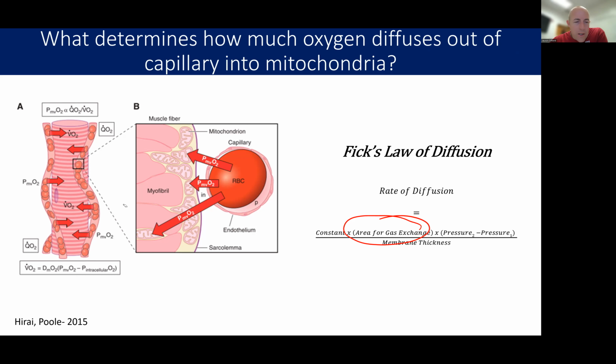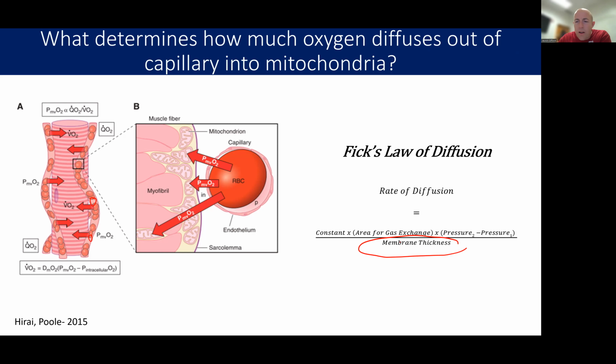It's not just the interface between the capillary and the skeletal muscle, but the main influence is how densely the capillary is filled with red blood cells. And the more red blood cells you can send into that capillary, that's going to maximize your area for gas exchange even more. So that's what's going to influence your diffusion. And the area for gas exchange, highly influential.